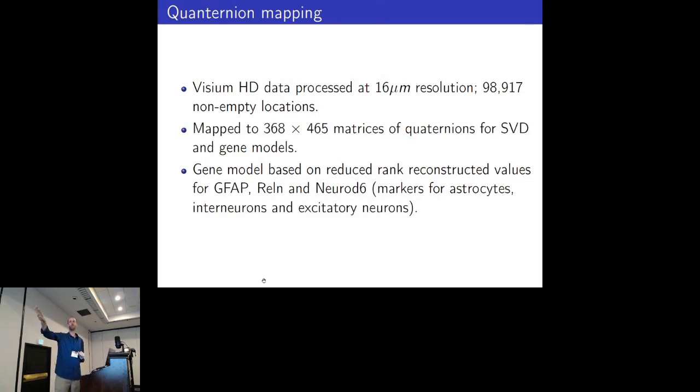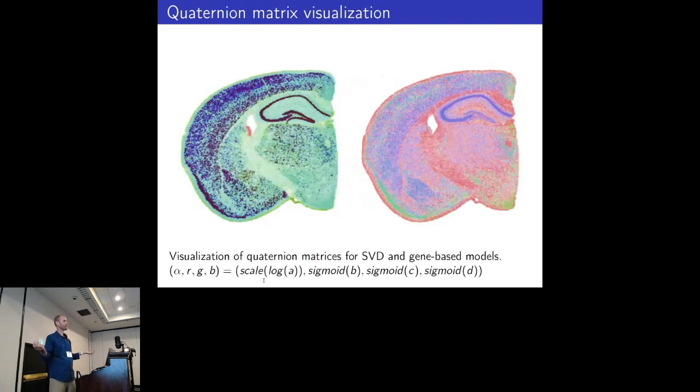For the gene-based model, I'm using GFAP, Reln, and Neurod6. These are markers for astrocytes, interneurons, and excitatory neurons. Rather than directly using the gene values, I'm using the reduced rank reconstructed values, which works much better for this data. And okay, this is the first application: visualizations of those quaternion matrices. Because they're 4-dimensional, you have this nice mapping from quaternion coefficients to RGB plus opacity alpha values. I think these make strikingly beautiful images of the data.